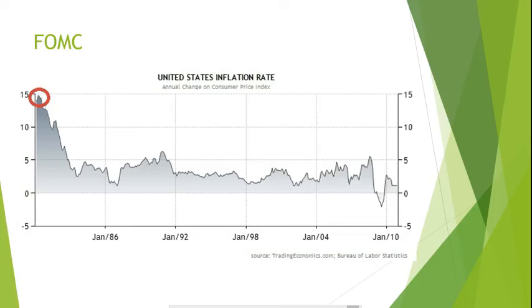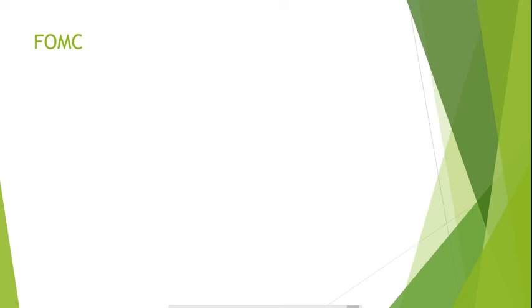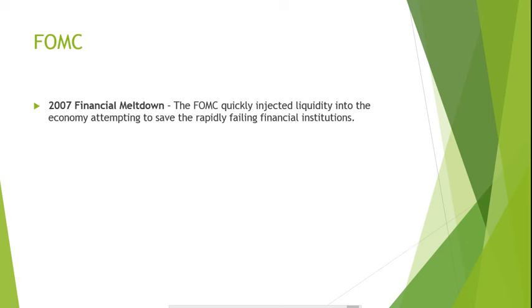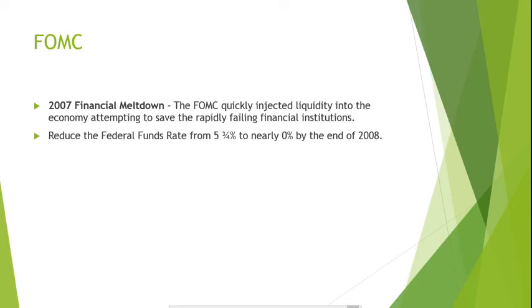In 2007, 100 years after the financial panic of 1907, the FOMC faced a new challenge, a devastating financial meltdown that threatened international financial security. The FOMC, in concert with the Secretary of the Treasury and Congress, reacted quickly to inject liquidity into the economy to stem the tide of rapidly failing financial institutions. The open market operations drove the federal funds rate from a peak of 5.25% in late 2007 to near zero by the end of 2008.